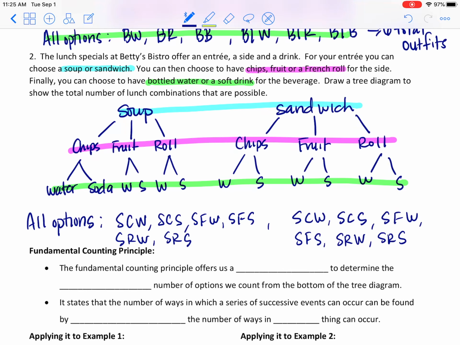And now we count all of those up. 1, 2, 3, 4, 5, 6, right? 1, 2, 3, 4, 5, 6 at the bottom of the tree. And then 6 over there. 7, 8, 9, 10, 11, 12. Sorry, I can't count. So 6 from the one side, 6 from the other. That's 12 options total. 12 lunch combinations it could have been chosen from.